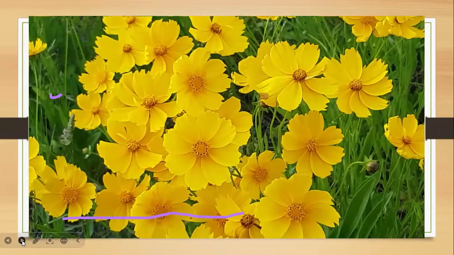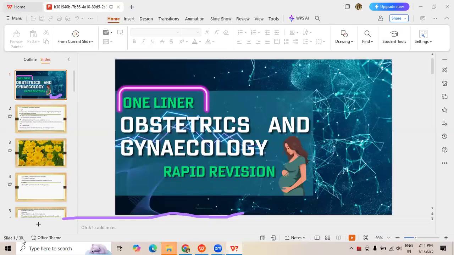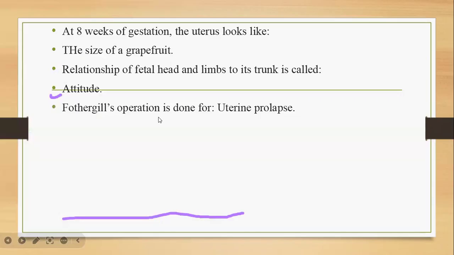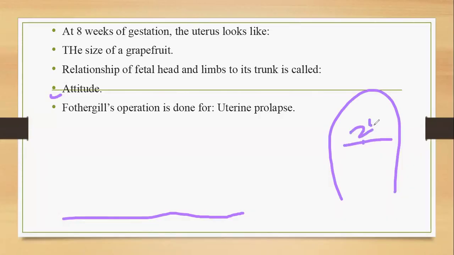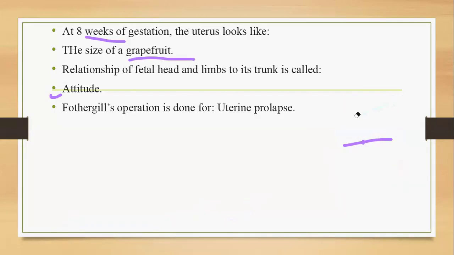Now we're going to discuss the uterus height. Talking about uterus height, at 24 weeks of gestation the fundus is at the level of the umbilicus. Many books and video channels say different things, but it is 24 weeks. At 8 weeks, the size of the uterus is like a grape.